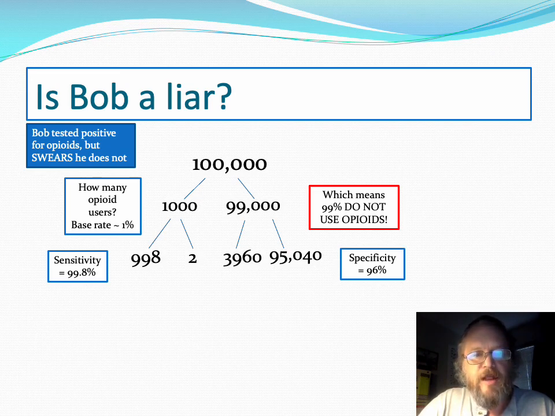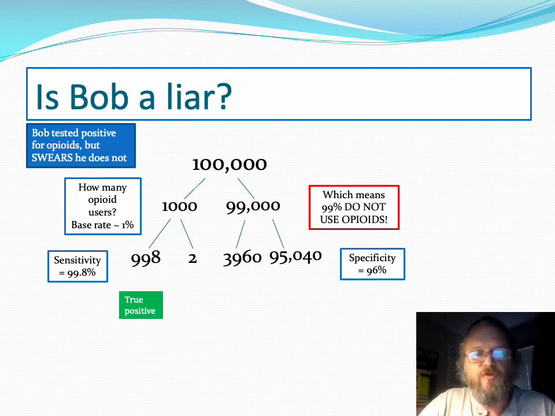So 998 who are users are expected to test positive, but 2% are not going to detect positive. Of those who are non-users, this test is 96% specific, so it'll correctly identify the majority of people, 95,000 plus, as non-users. But look at that number. Almost 4,000 are going to have what's called, well, let's start from here.